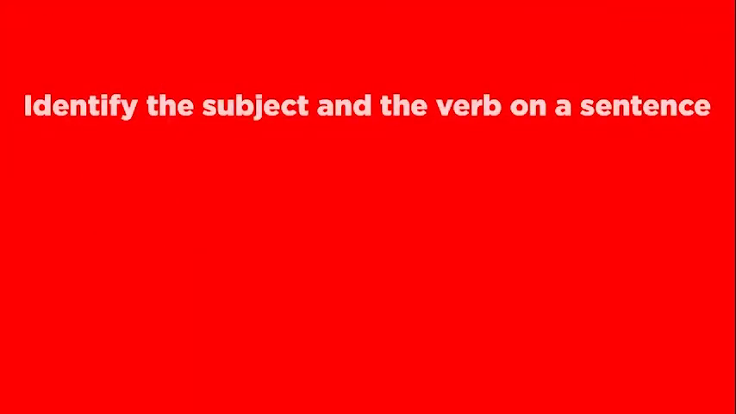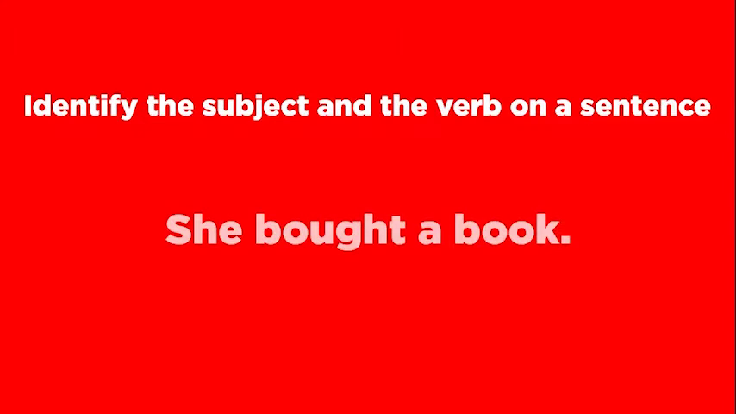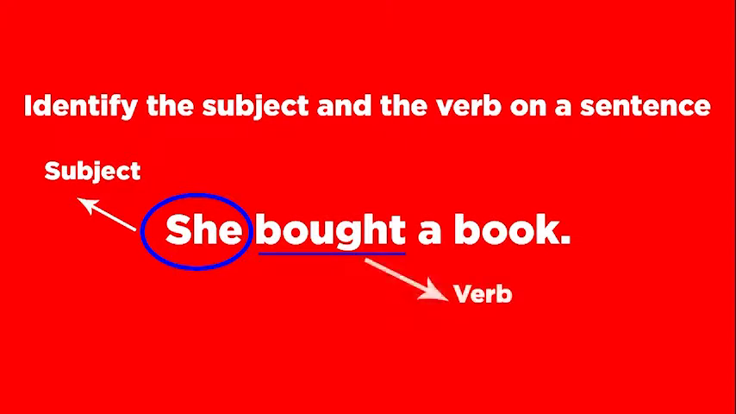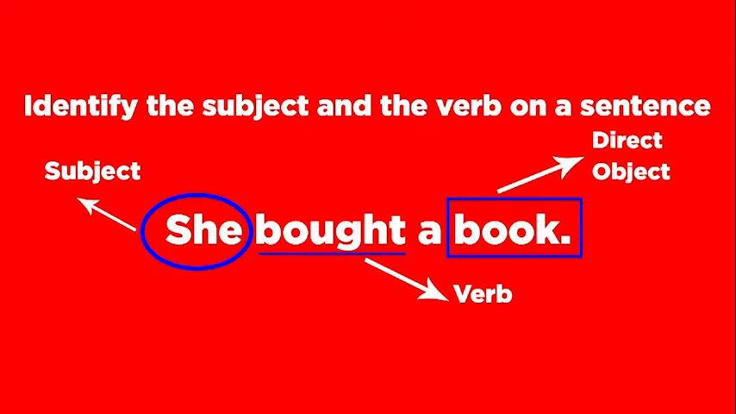To start, we are going to identify the subject and the verb in a sentence. Our first sentence is, she bought a book. We already know the subject and the verb. And which one do you think is the object? Of course, book. Our direct object is book. What did she buy? A book.